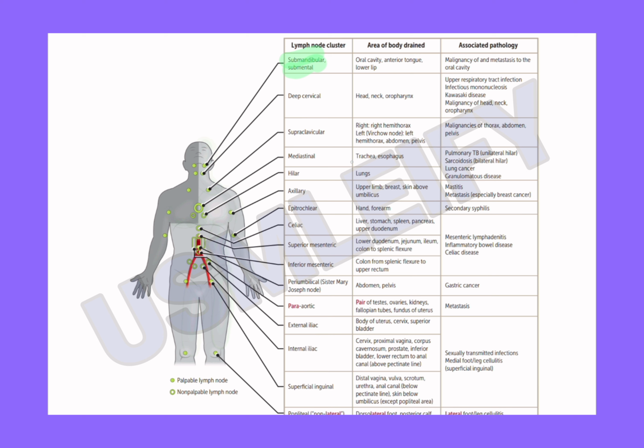Mediastinal nodes drain the trachea and esophagus. They are linked with pulmonary TB, which drains into the unilateral hilar nodes, sarcoidosis with bilateral hilar involvement, lung cancer, and granulomatous disease. Hilar nodes are also for the lungs.